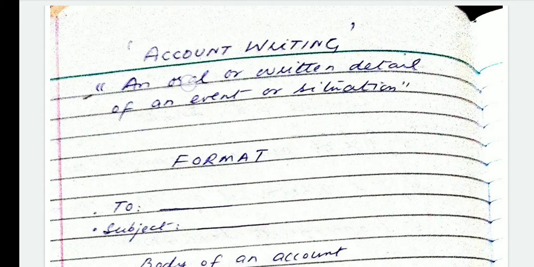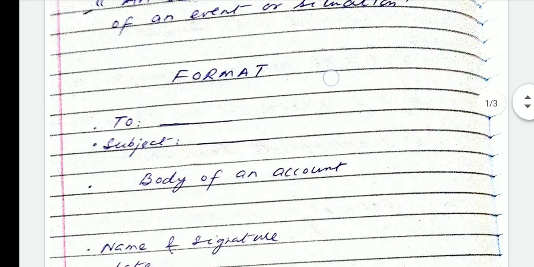It is an oral or written detail of an event or situation. Obviously we can't be oral because we are doing the writing paper, so we can say that it is a written detail of an event or situation. So this is the definition of an account. And starting with the format: whatever the genre is, letter, report, account, article, speech, brochure, the format should be accurate.